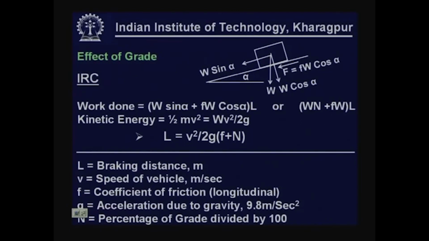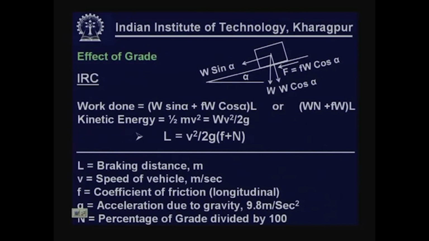So, kinetic energy is, as we calculated earlier, half m v square. So, if we make work done equal to kinetic energy, then we get length is v square by 2 g into f plus n.